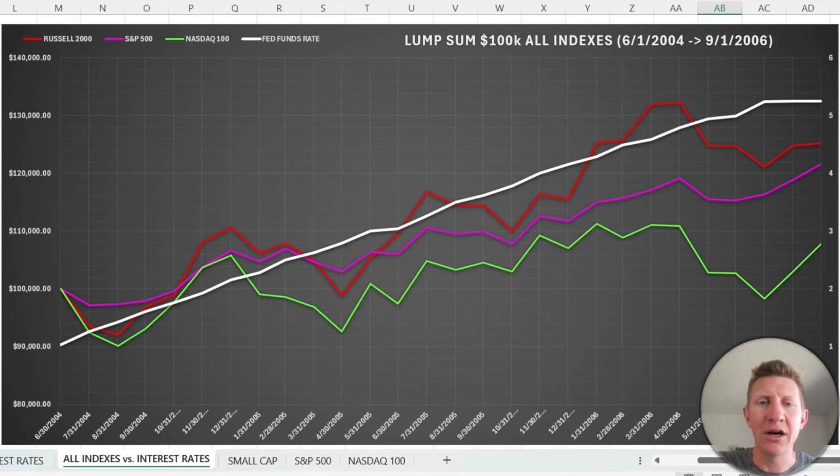So in the first time frame, we can see a rising interest rate environment from 2004 through 2006. What we see here is that despite this rising interest rate environment, the top performer of all three indexes was actually the Russell 2000. It went from 100 to 125 versus 100 to 121 for the S&P 500 and 100 to 107 for the NASDAQ 100. That's right, in a rising interest rate environment, the exact opposite of what we would think, the top performer was the Russell 2000.